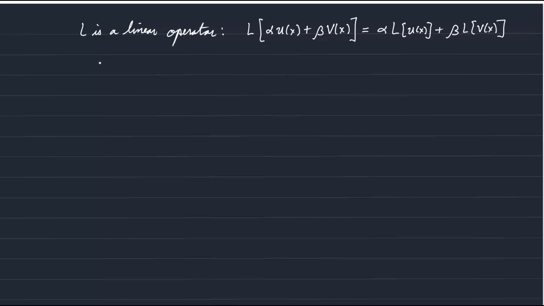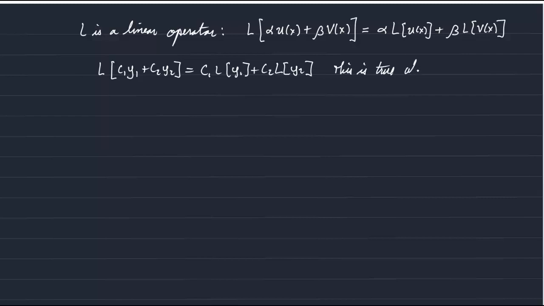So likewise, L operated on c1 y1 plus c2 y2 is equal to c1 L operated on y1 individually plus c2 times L operated on y2 individually. And this is true also for greater than two functions. So we could operate on three functions and get the sum of three separate operations and so forth.